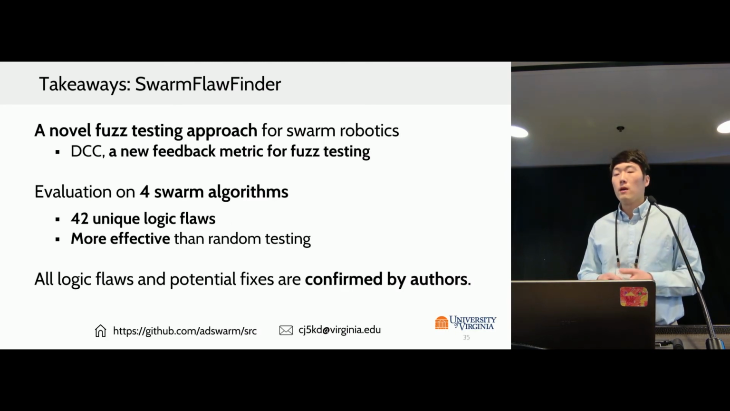To sum up, we propose a novel fuzz testing approach for swarm robotics using a new feedback metric. We conduct evaluation, and its results show our approach is effective. Also, all logic flaws and the potential fixes are confirmed by the authors.